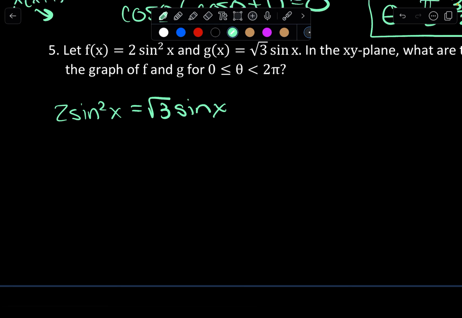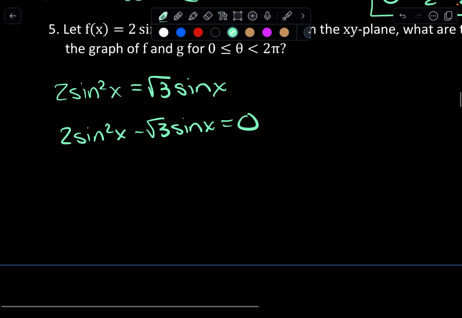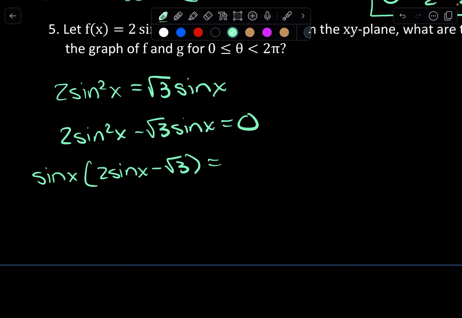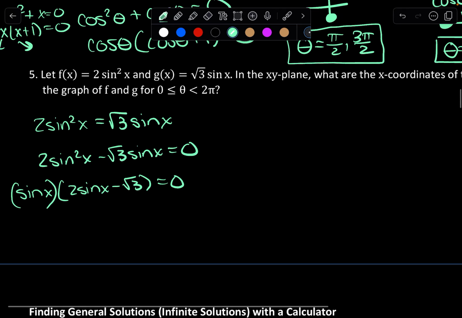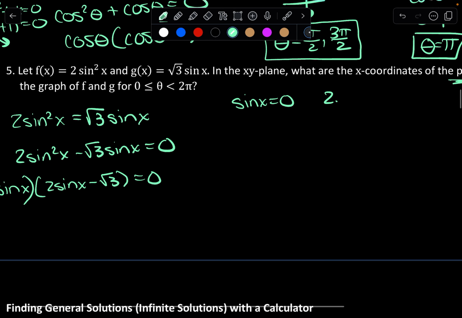So I have a common term, sine. Again, don't divide. Get everything to one side since we're solving, and then we can factor. So we have 2 sine squared x minus the square root of 3 sine x is equal to 0. Greatest common factor will be sine x, so we'll factor out sine x, and then I'm left with 2 sine x minus the square root of 3. Now that we have multiplicative terms, we can go ahead and set each of these individually equal to 0 and solve for their individual solutions. So I have sine of x is equal to 0, and I also have 2 sine of x minus root 3 is equal to 0.